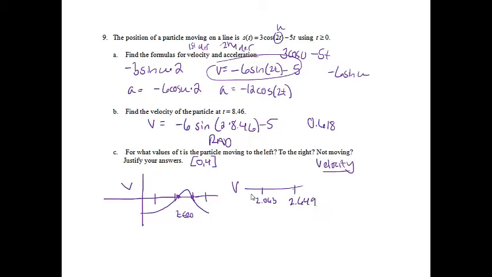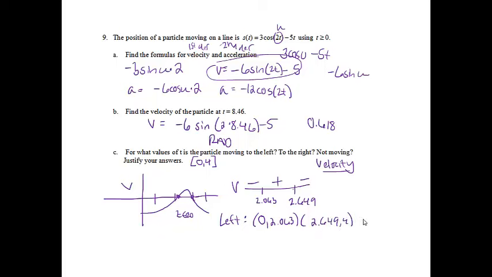Okay, and then I can use the picture to help me figure out where my velocity is positive and negative. So before 2.063, my velocity is below the x-axis, so that would be negative values. Between 2.063 and 2.649, my velocity is above the x-axis, so my values will be positive. And after 2.649, my values will be negative. So if I want to know where the particle is moving to the left, the particle will be moving to the left wherever my velocity is negative. So that would be from 0 to 2.063, and then also from 2.649 to 4.